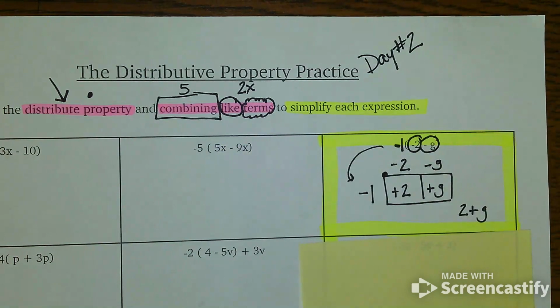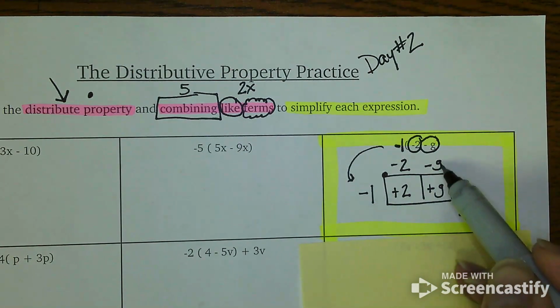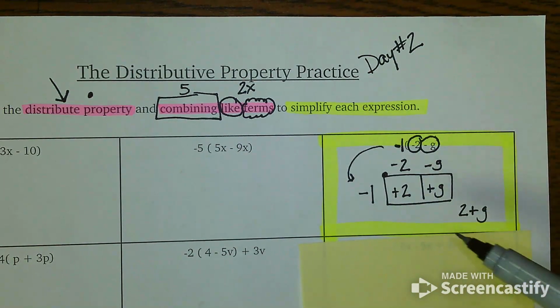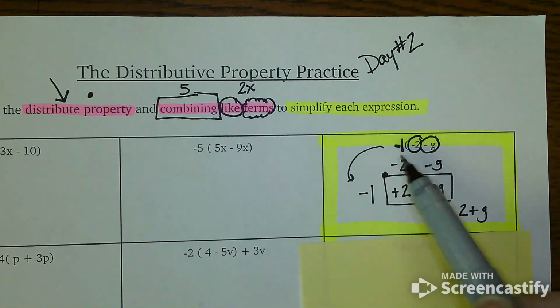This is going to be our multiplying. So our integer rules are still in place. Negative times negative is a positive. Negative times negative is a positive. Or you can think about it this way: that negative symbol, or -1, means opposite of everything on the inside.